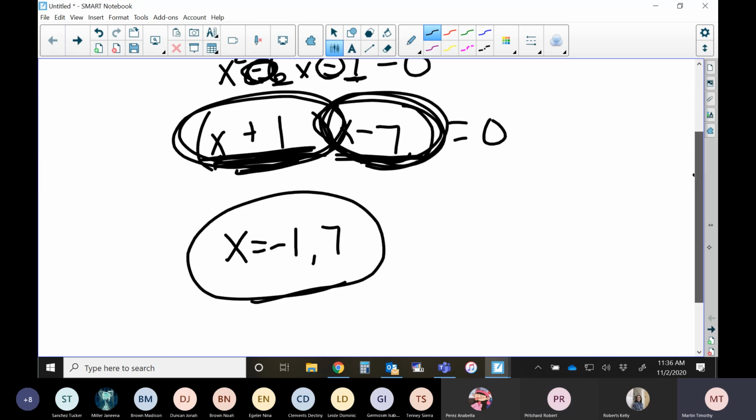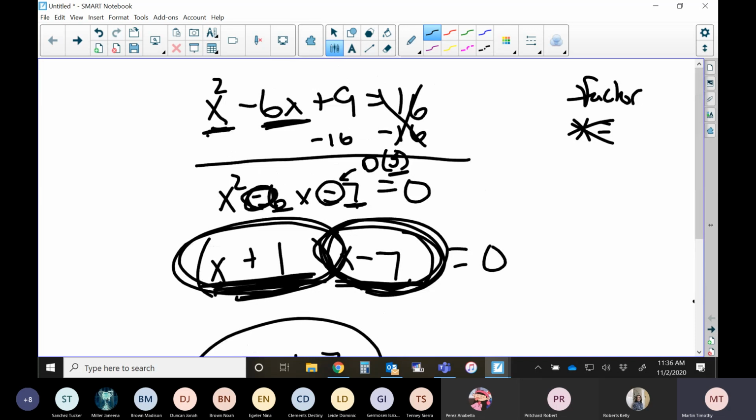If you put, in the original, a -1 into this x, it's going to make this equation true. If you put in a 7 into this x and this x, it's also going to make this true. You use any other x's and that will not make that equation true. Does that make sense? Yep.